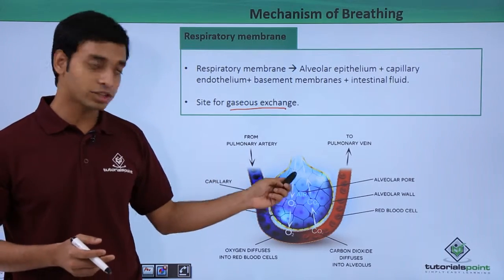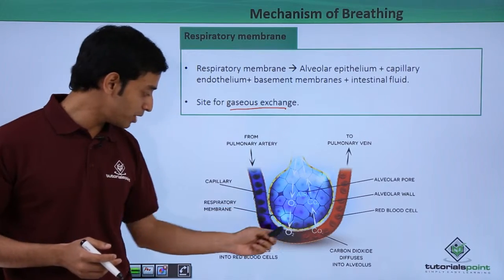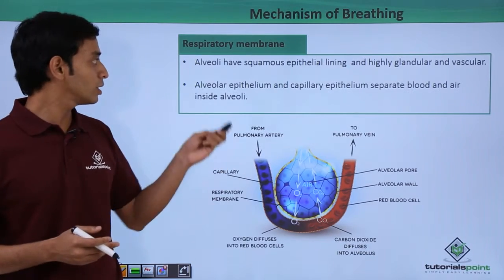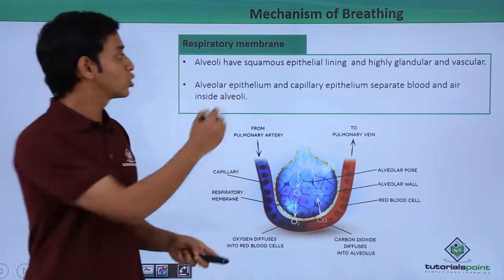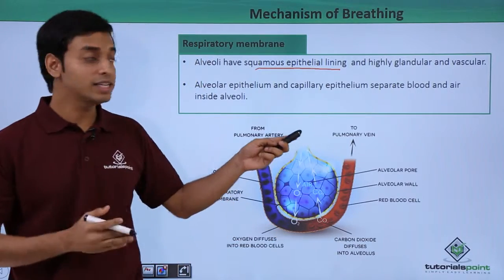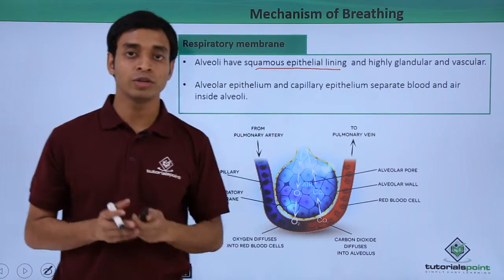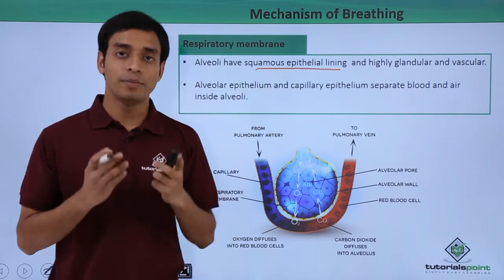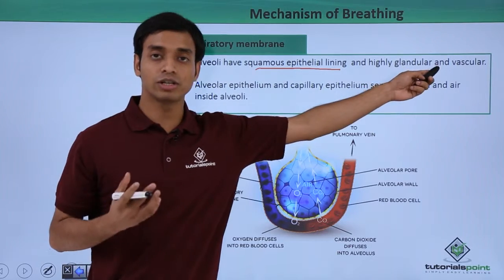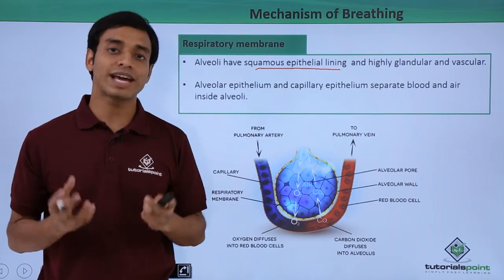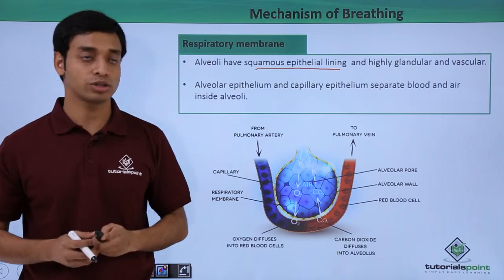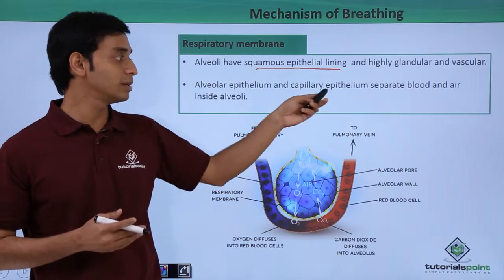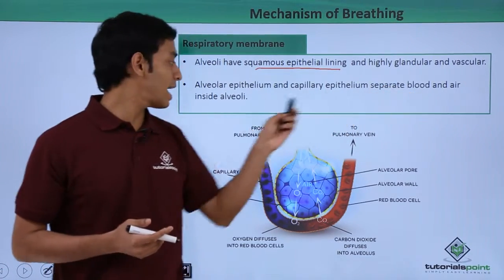So this is the alveoli structure you are seeing, and here this is the respiratory membrane, which actually involves the gaseous exchange. The alveoli have a squamous epithelial lining, and these are highly glandular and highly vascular. This means that they have a rich blood supply within itself or around itself. Because of this highly glandular and vascular structure, the proper exchange of gases in and out of the alveoli is possible. Alveolar epithelium and the capillary epithelium are the two epithelial cells which actually separate blood and air inside the alveoli.